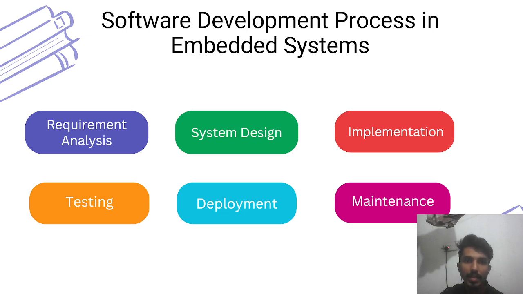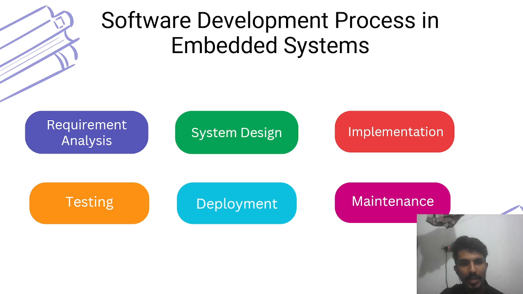And the next step is system design. In system design, we choose which hardware we will use, or which scheduling algorithm we are going to use for our system. And the next step is implementation. Implementation basically means the coding part. Here we write code in C or C++.